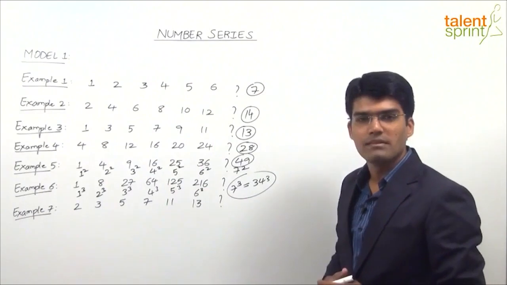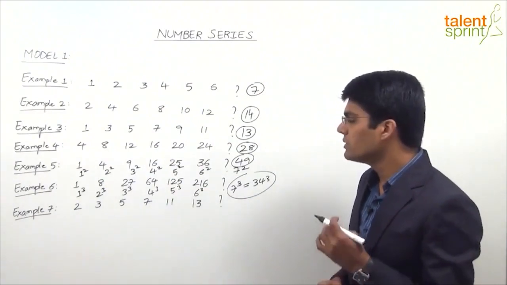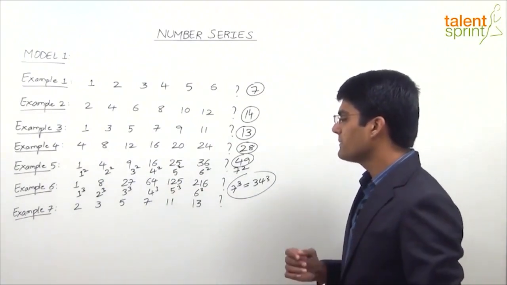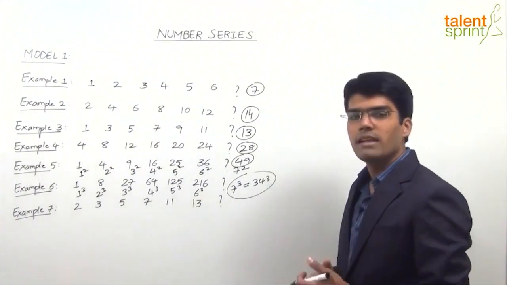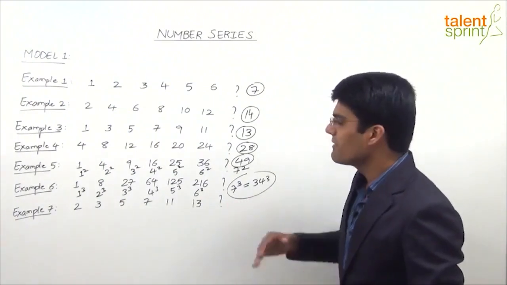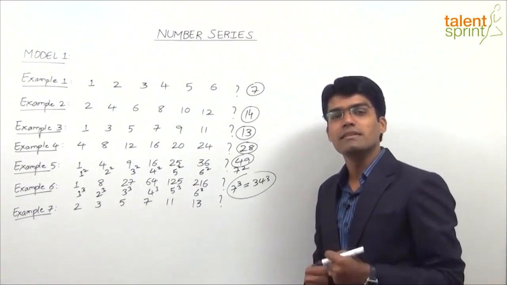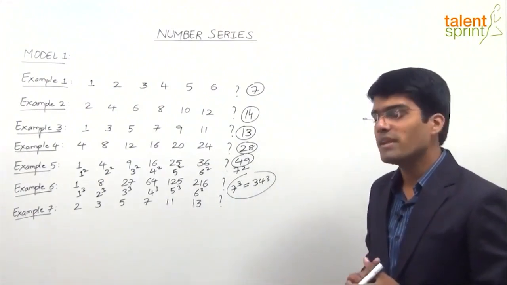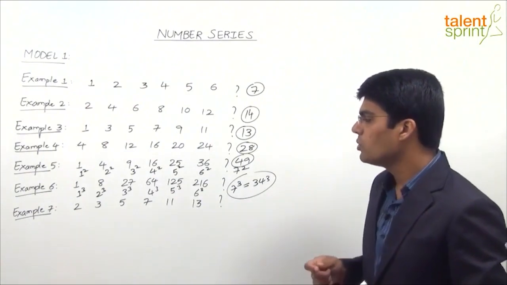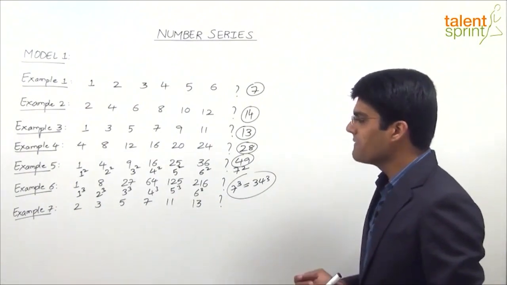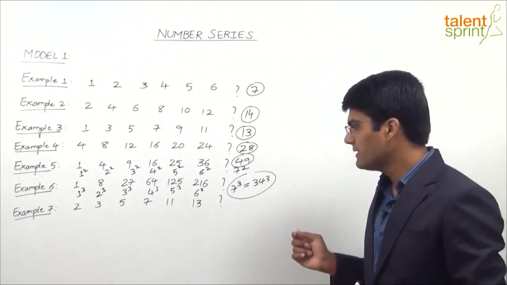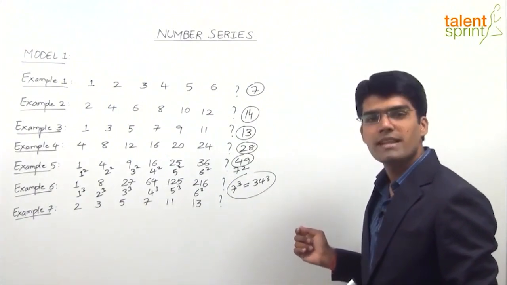And the last example in model 1 is 2, 3, 5, 7, 11, 13 and question mark. Now what do you observe here in the series given in example 7? Try to understand the rhythm in the series. Try to understand the logic behind that. What do you observe? 2, and then we have 3, 5, 7, 11, 13. So what do you think should be the next one?